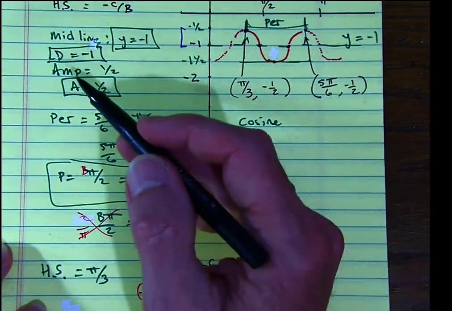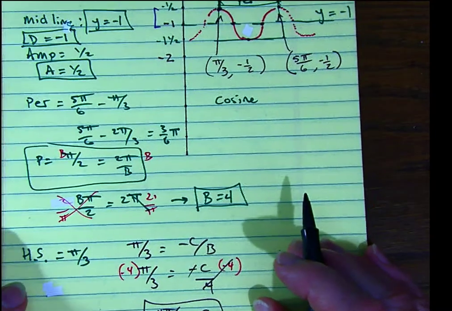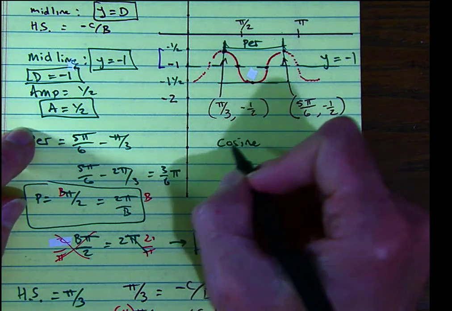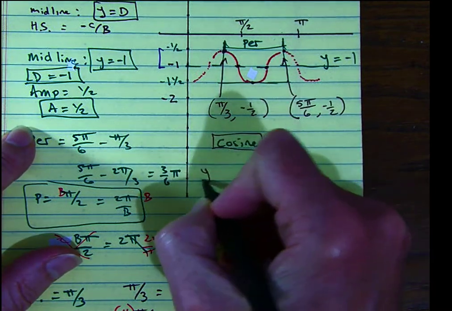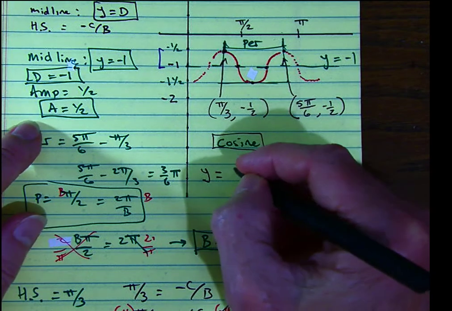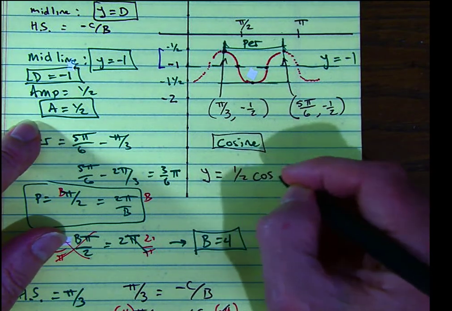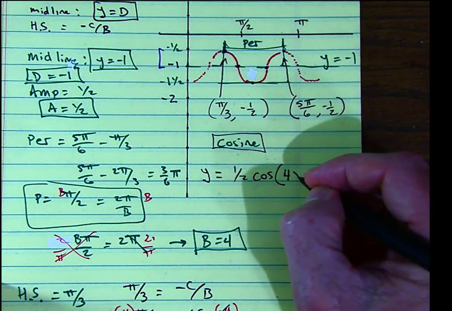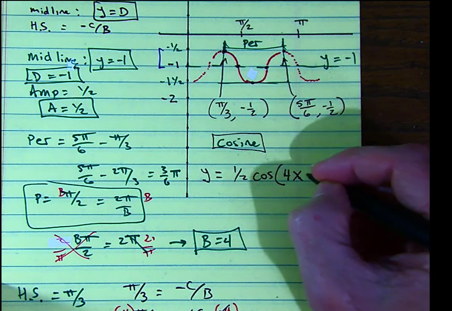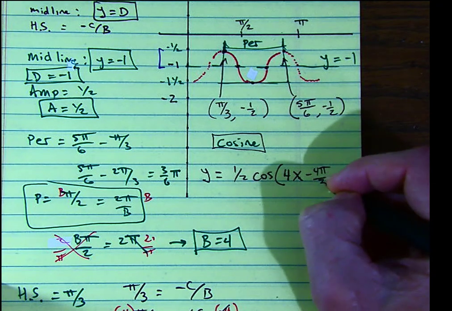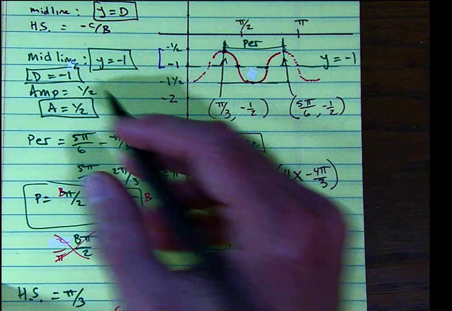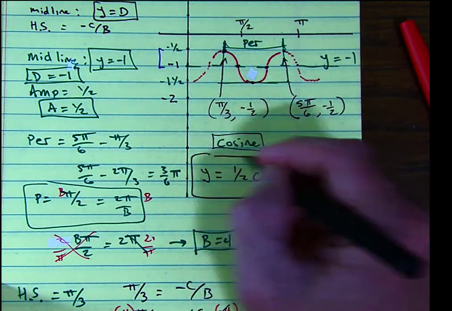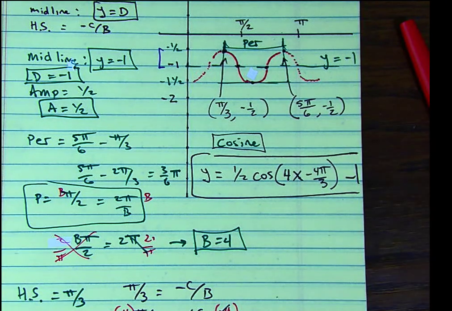And since we've got the C, the B, the A, and the D, we've got the equation. So we've also established that there's a cosine. Y equals 1/2 cosine of B, which is 4, times X, minus C, which is 4 pi thirds, plus D, and D actually is a minus 1. That is the equation of our graph.